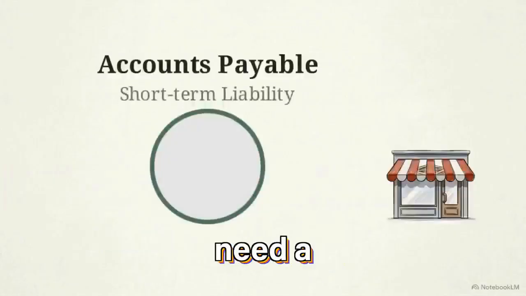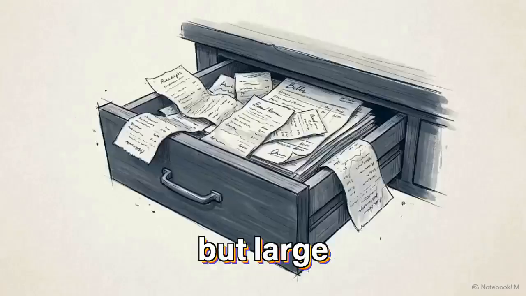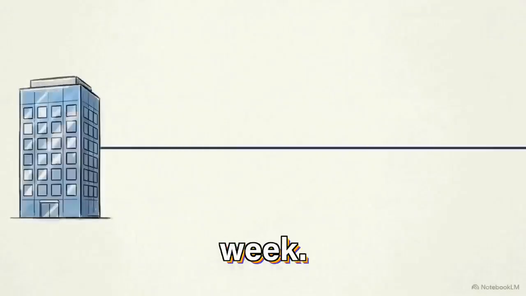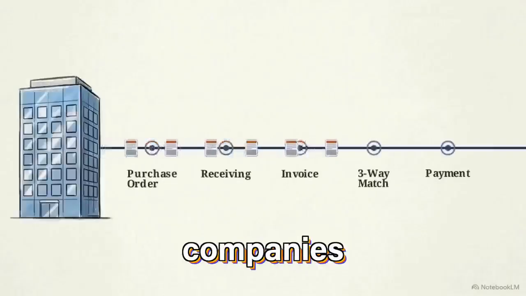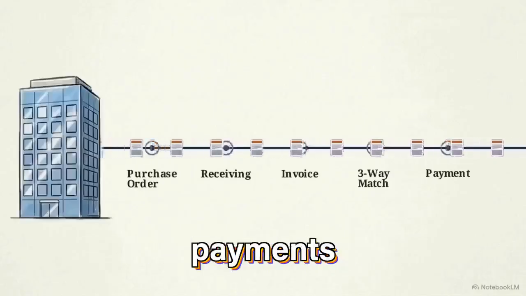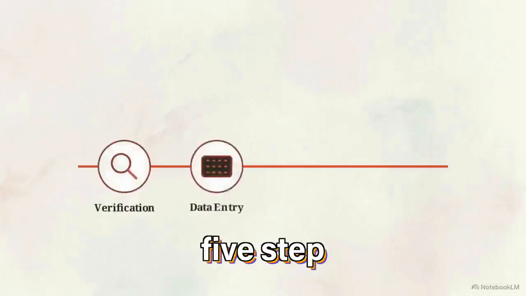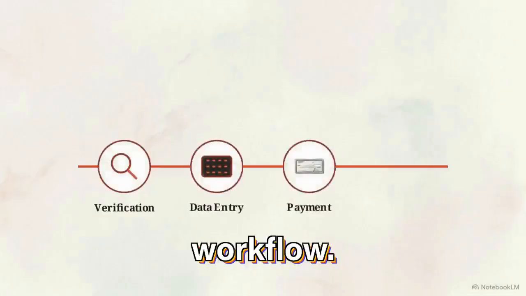Why do companies need a process? In a small shop, you might keep bills in a drawer, but large companies receive thousands of invoices every week. Without a proper system, companies may overpay. Fraud can happen. Duplicate payments may occur. Financial records become inaccurate. That's why corporates follow a 5-step accounts payable workflow.